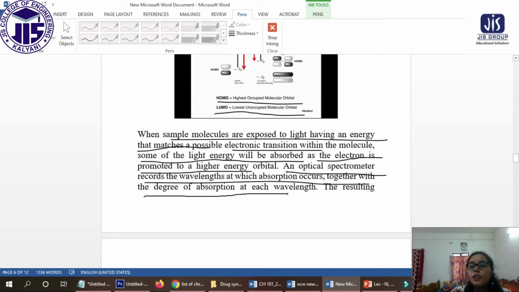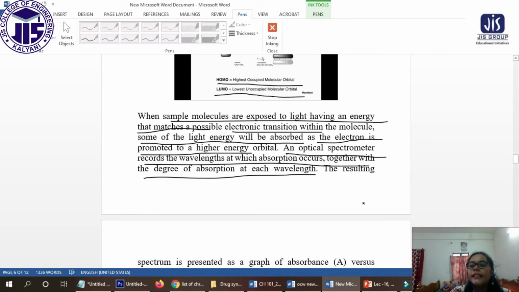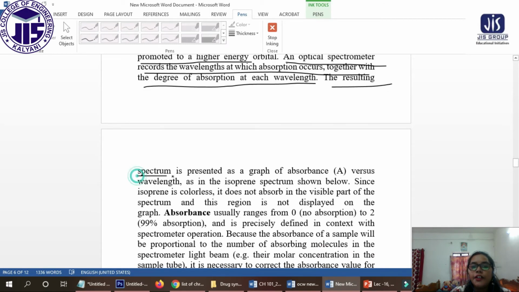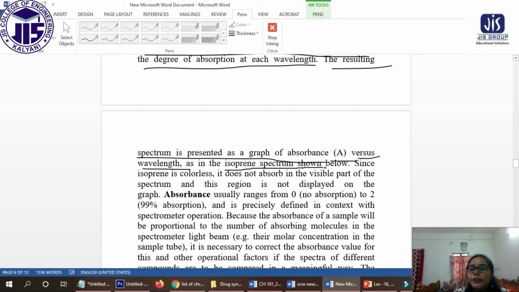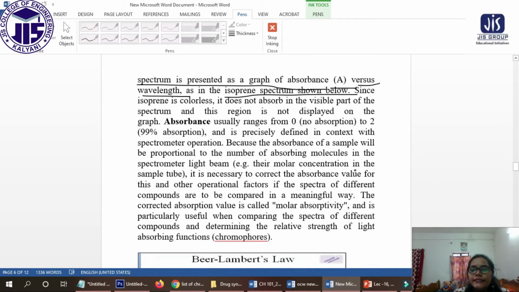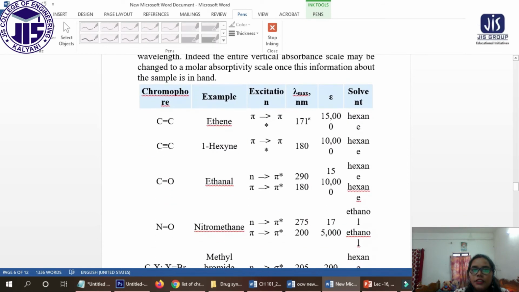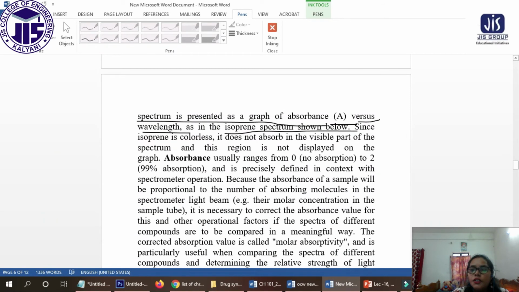The degree of absorption at each wavelength, the resulting spectrum, is presented as a graph of absorbance A versus wavelength. As in the isoprene spectrum shown below, since isoprene is colorless, it does not absorb in the visible part of the spectrum, and this region is not displayed on the graph. Absorbance usually ranges from 0 to 99% absorption.